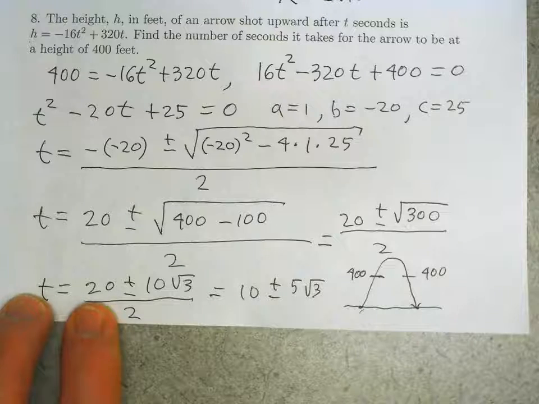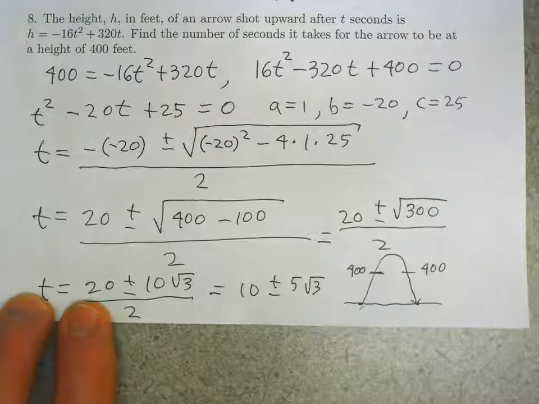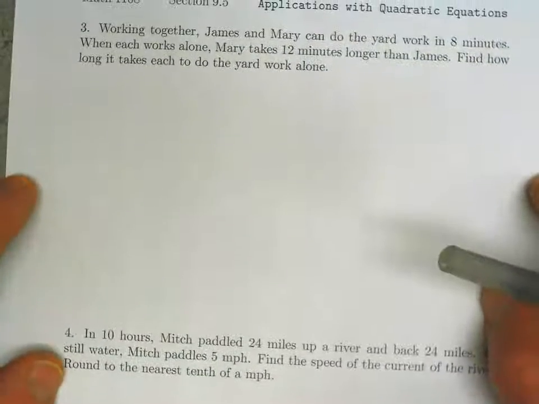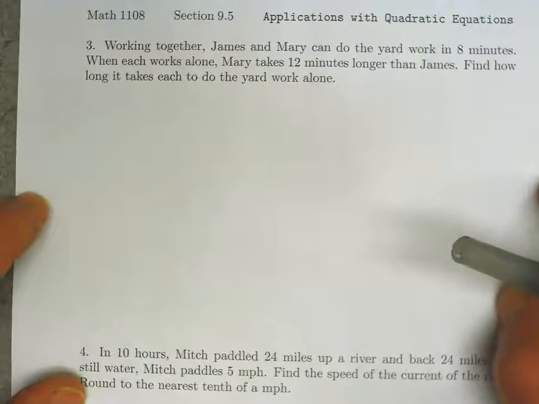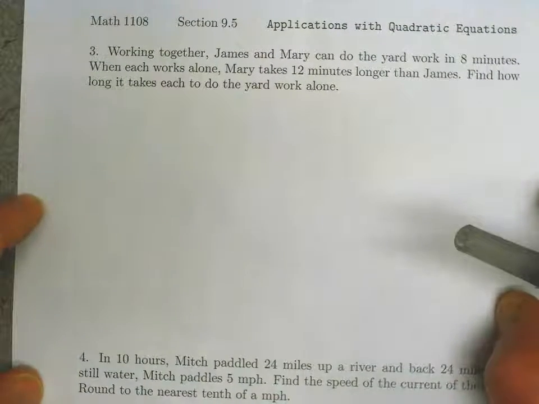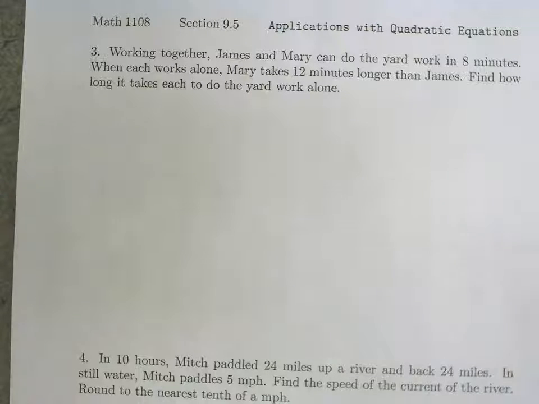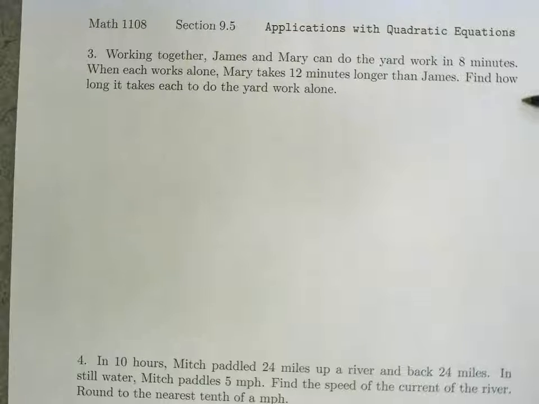Okay, we'll look at more application problems. Okay, so let's try this one. We did a work problem yesterday, but this one's a different one than the one we did yesterday. Working together, James and Mary can do the yard work in 8 minutes. When each works alone, Mary takes 12 minutes longer than James. Find how long it takes each to do the yard work alone.